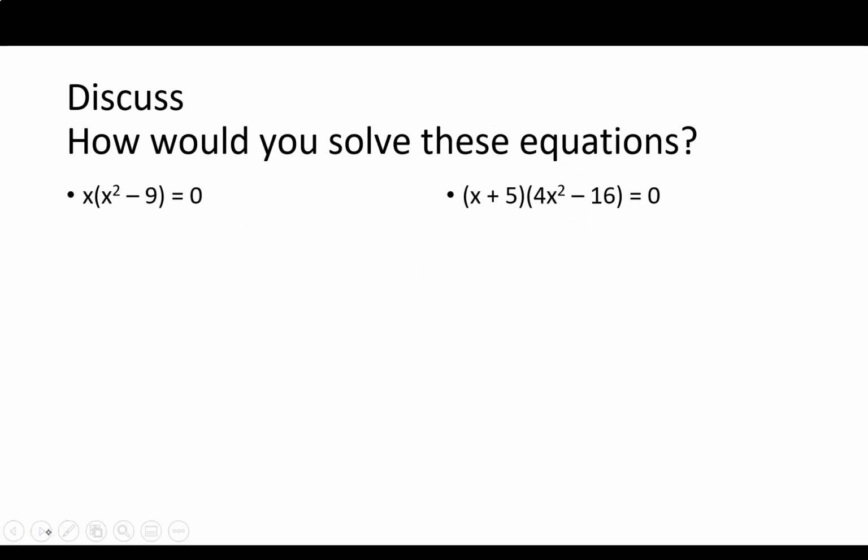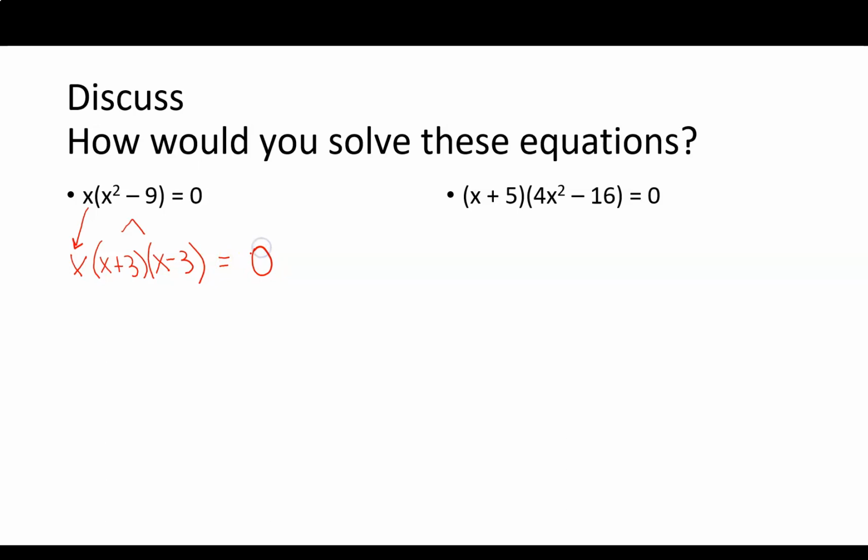Alright, so let's start by taking a look at these two types of equations. How would we solve these kinds of equations? If I look at the first one, you'll notice that I have x times x squared minus 9. Hopefully you remember that x squared minus 9 is a difference of squares, and that'll factor as x plus 3 times x minus 3. We never want to forget the original factor.